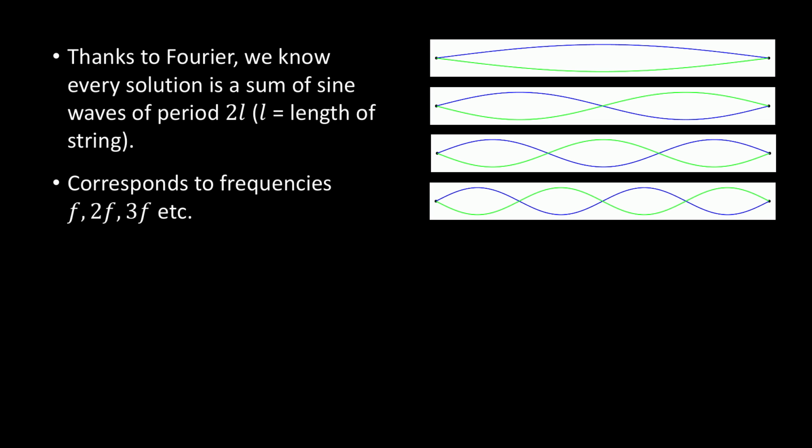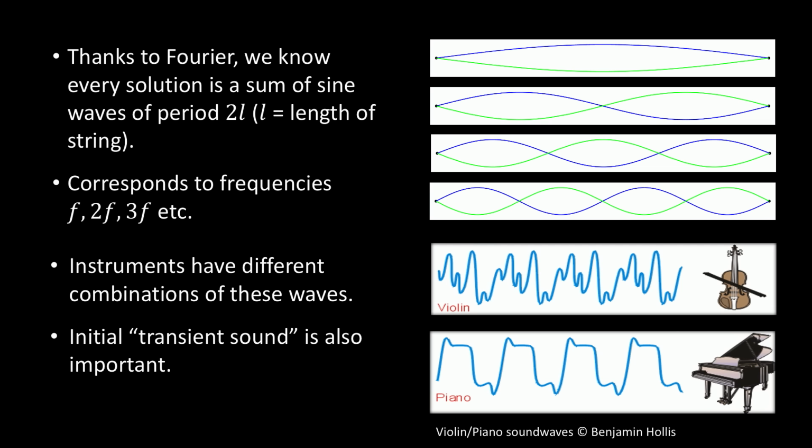Those waves correspond to frequencies: an initial fundamental frequency for the longest wave, let's call it F, and then if you have two sine waves that fit in there, you double the frequency, or treble or quadruple. Different instruments will have different combinations of those sine waves. And you can analyse exactly what. You can draw yourself little pictures. You can analyse these sounds with modern equipment, and you can break them down using Fourier analysis to work out exactly what sine waves you have. There's an initial transient sound as well, which I won't talk about.